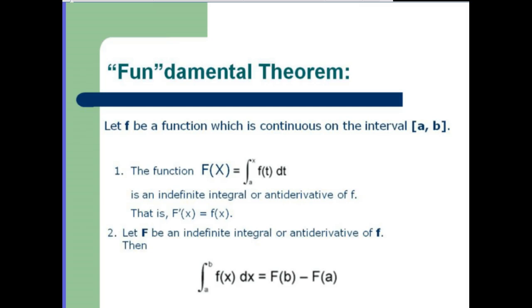Okay, so here's your definitional stuff, right? Now the wording shall match perfectly. It says, let f be a function which is continuous on the interval a to b. Then the function capital F of x equals the integral from a to x. So no longer a to b. It's from a to a variable function, not a number. So from a to x of f of t dt. This is what we refer to as an indefinite integral or antiderivative of f.